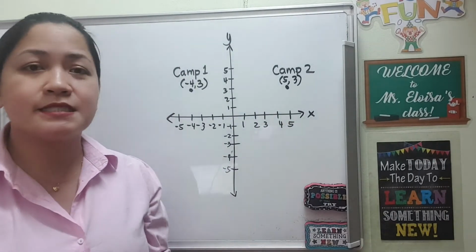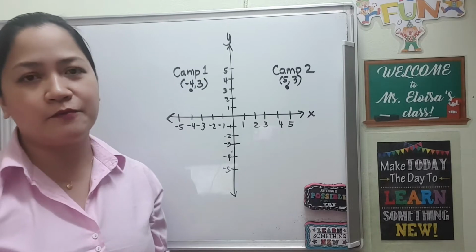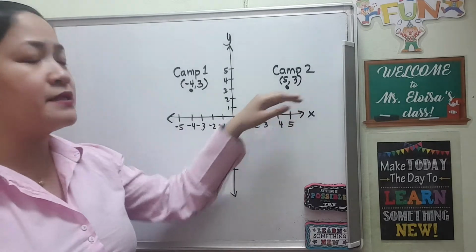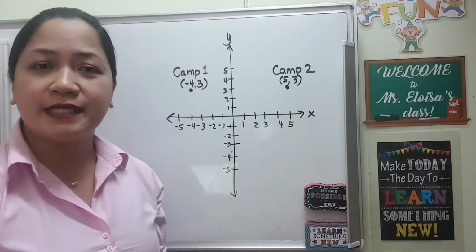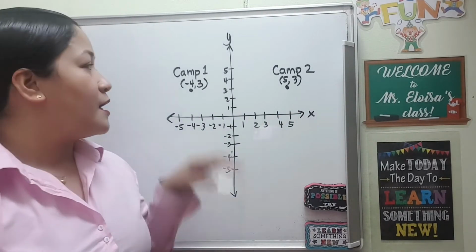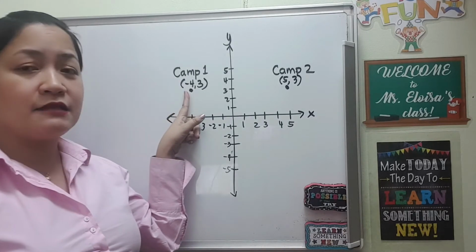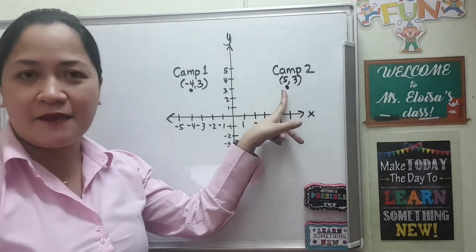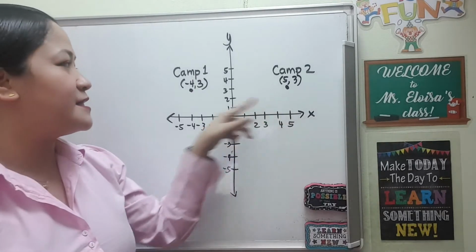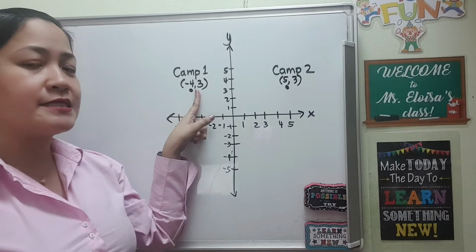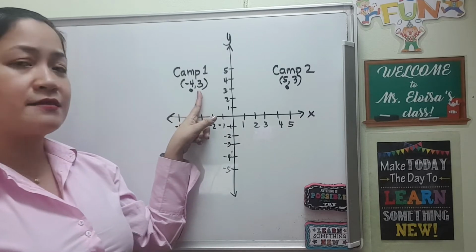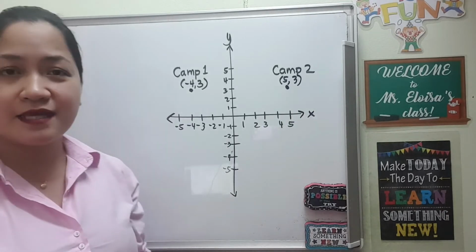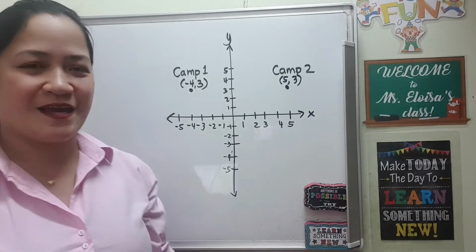Remember, the distance of a number from 0 on a number line is its absolute value. So, what have you noticed with our coordinates? Which coordinates are the same? The x-coordinate here is negative 4 and the x-coordinate in Camp 2 is 5. Are they the same? No, they are not. How about the y-coordinates? The y-coordinate in Camp 1 is 3 and the y-coordinate in Camp 2 is 3 also. Are they the same? Yes, they are.